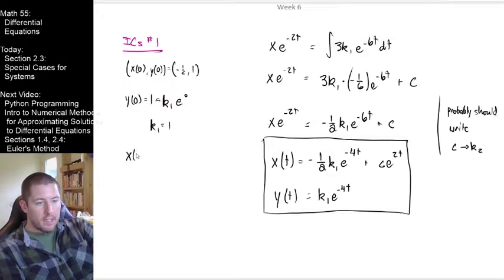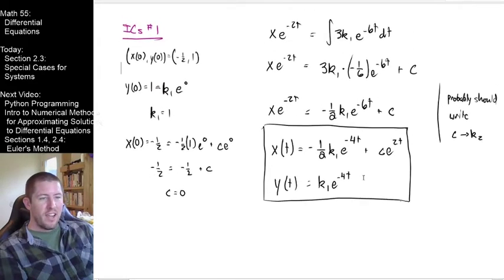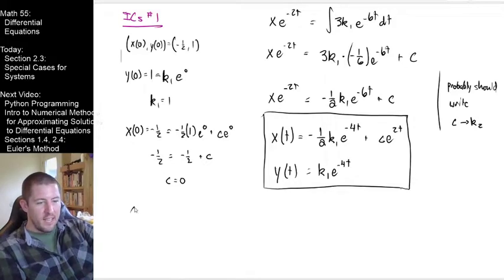Now I'm going to say x of 0 equals negative 1/2. Negative 1/2. There's the 1 from K1. We just solved for K1 and got it to be 1, so I'm plugging that 1 in. We're going to get e to the 0, which is 1, plus c e to the 0. So it looks like I'm getting negative 1/2 equals negative 1/2 plus c. And so we're getting c is equal to 0. So that's what was so nice about this first set of initial conditions, it leads us to the final solutions. This is our general solution.